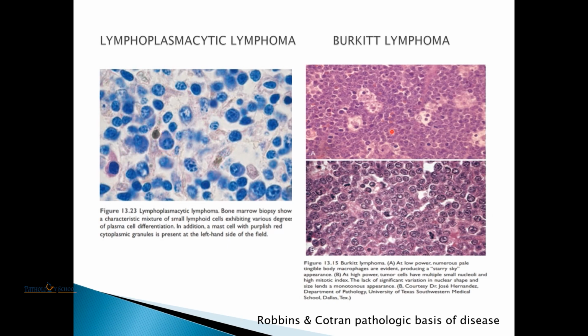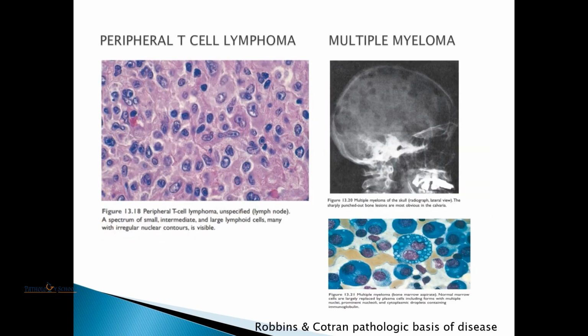Coming to Burkitt lymphoma, in the low power view, we can see the tingible body macrophages, which give a typical appearance of starry sky, which is very typical of Burkitt lymphoma. And in high power view, we can see the intermediate sized lymphocytes here. Coming to peripheral T cell lymphoma, we can see here the mixture of small, intermediate and large lymphoid cells.